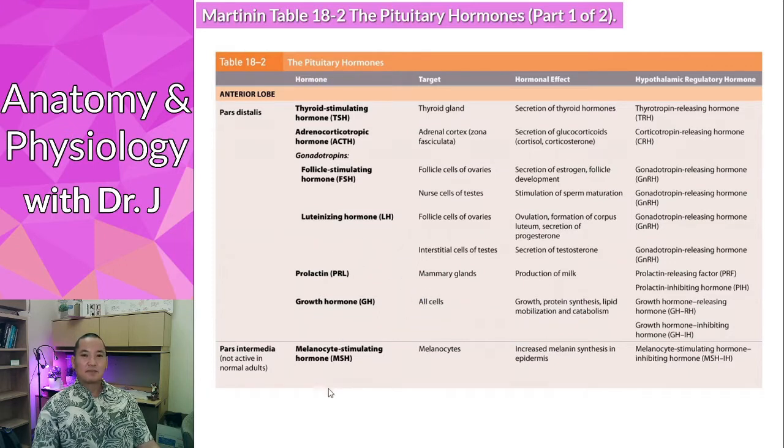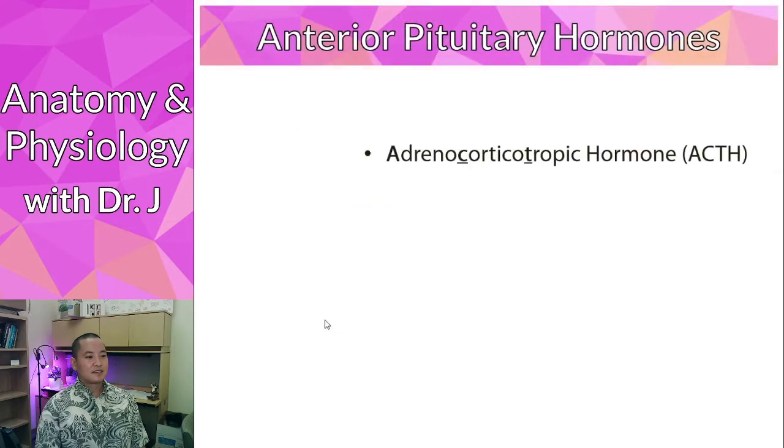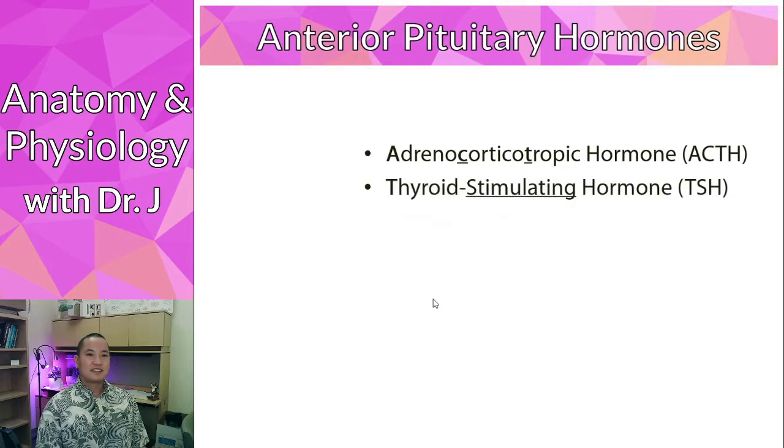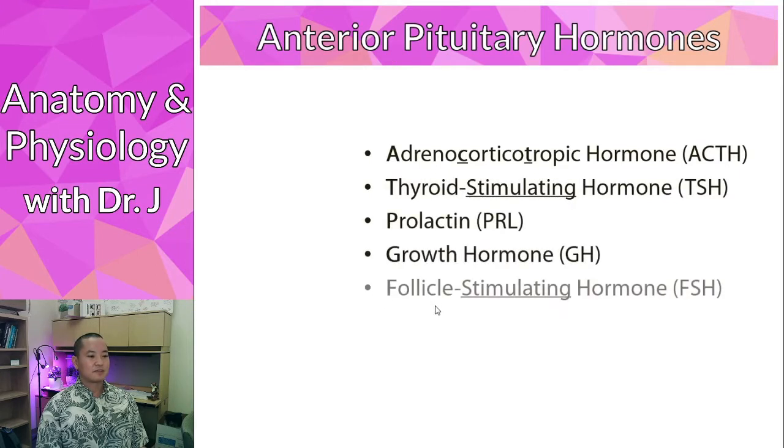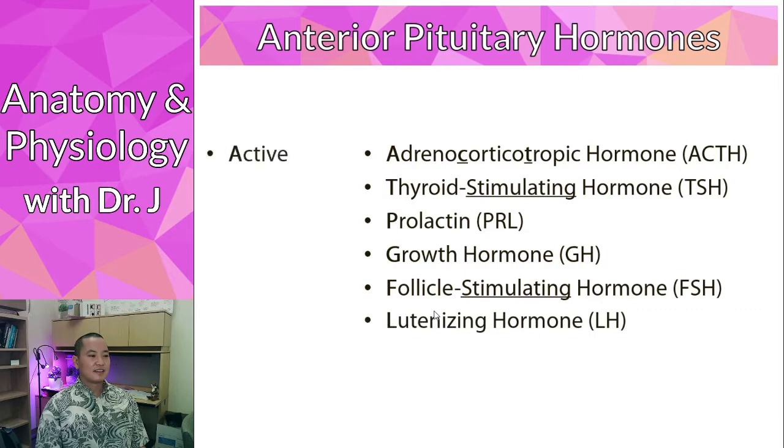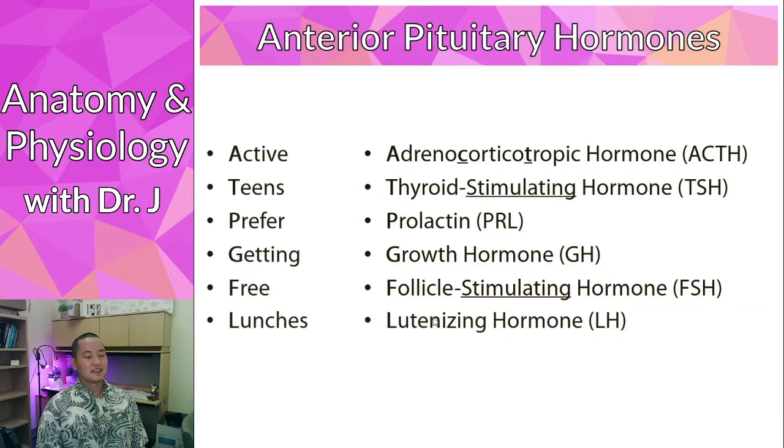Now there's something called melanocyte-stimulating hormone, and it's secreted by the pars intermedia. Martini considers the pars intermedia part of the anterior lobe. And so, anterior pituitary hormones to review: we have ACTH, TSH, prolactin, growth hormone, FSH, and LH. This is my mnemonic for it: Active teens prefer getting free lunches.